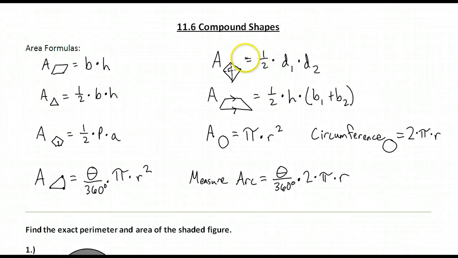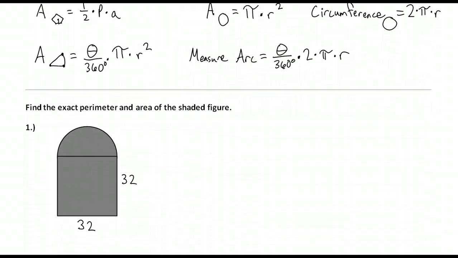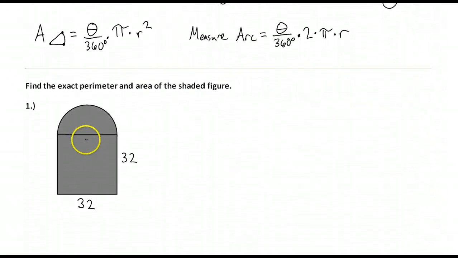So far we've learned multiple area and circumference formulas. Today we're going to apply those formulas to answer the following questions. In problem number 1, we need to find the perimeter of this shape.